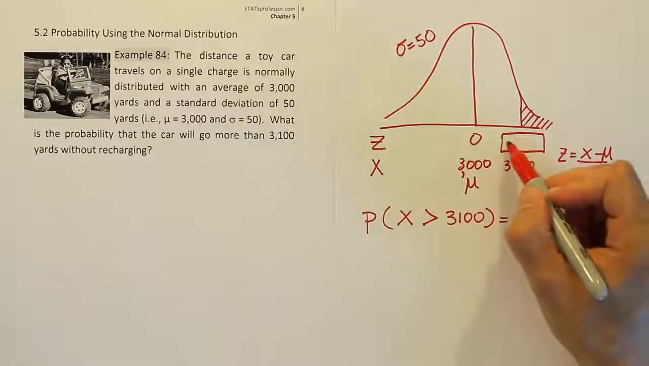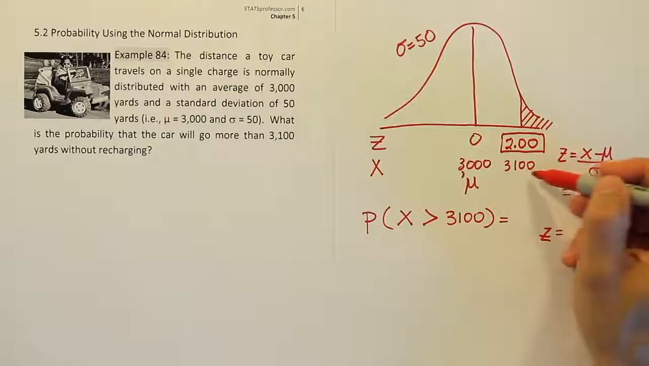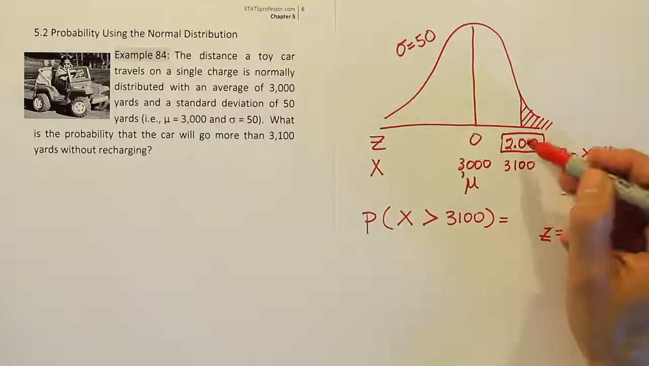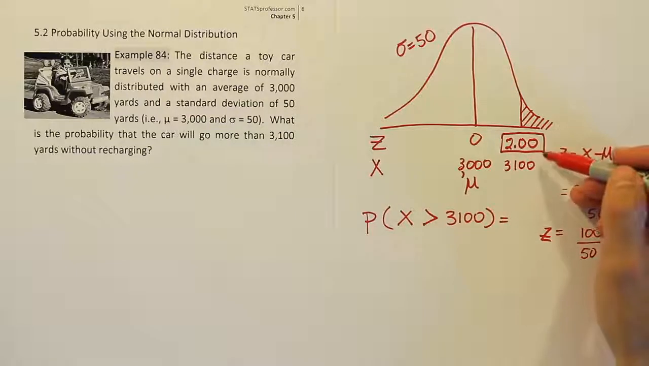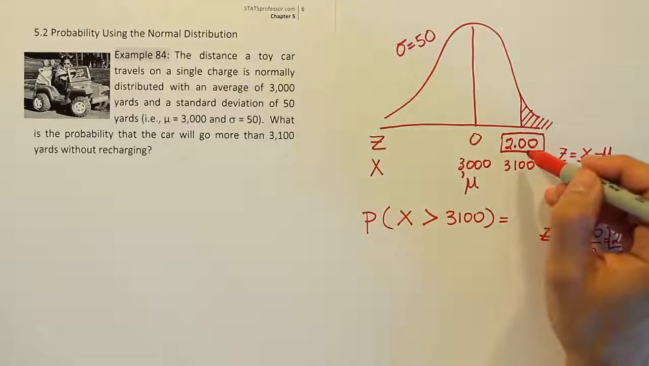So if that's my z-score, it belongs here on my drawing. What we're saying is that 3,100 in the z-scale is 2. They're the same number, just in different scales, right? This is a distance, and this is what that is correspondingly as a z-score. That distance is 2 standard deviations above the mean. So now that we have the 2, we can go to the z-chart and look up 2.